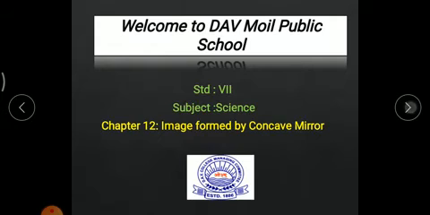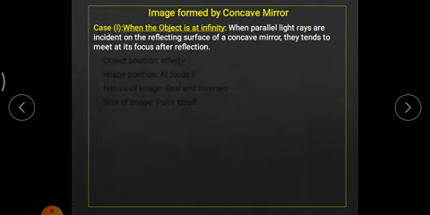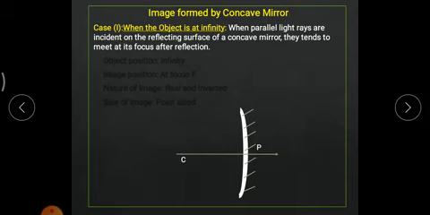What are the cases we will study over here? Image formation by a concave mirror. There are six cases. The six cases we will study separately, and we will simply focus on the concave mirror first. Now, since we are studying a concave mirror, I have drawn a concave mirror, principal axis, a pole, and center of curvature. This is the pole, this is the center of curvature, and a principal axis.